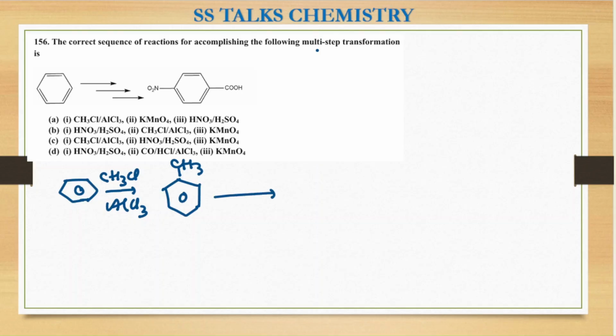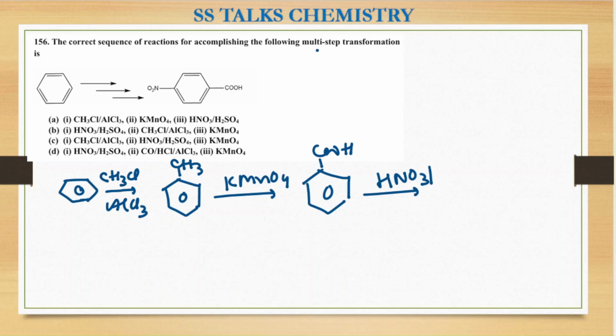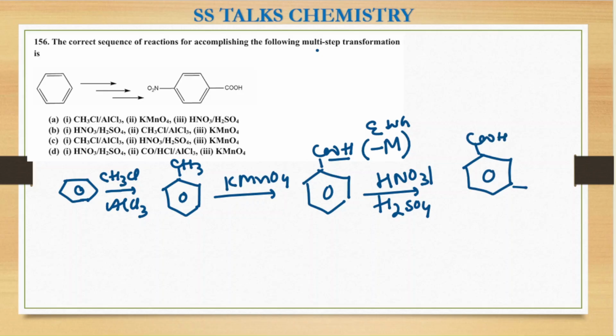Now in the next step they are treating it with KMnO4, that is going to oxidize this, and here you are going to get benzoic acid. Now in the next step they are treating it with nitric acid and H2SO4, so that is basically the nitrating mixture. Now COOH is going to apply the minus M effect, being an electron withdrawing group. So this will do the substitution at the meta position, right? With COOH, this meta substituted product you will be getting, but what we want is the para substituted product. So that is not going to happen in this case.